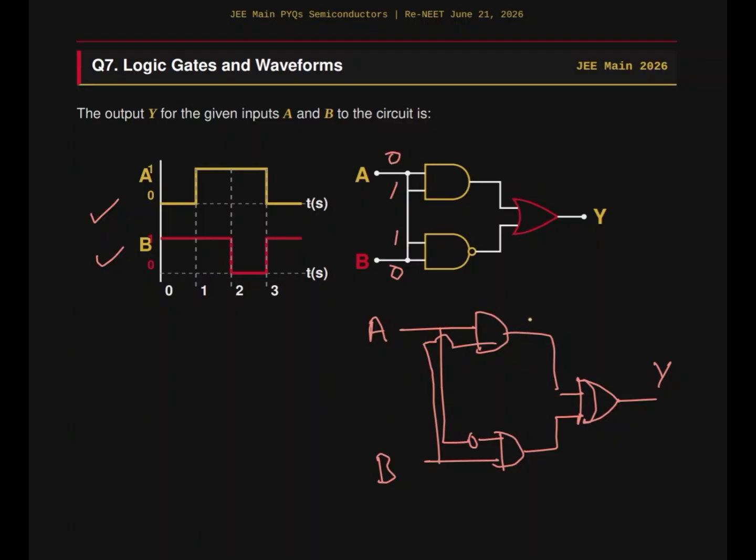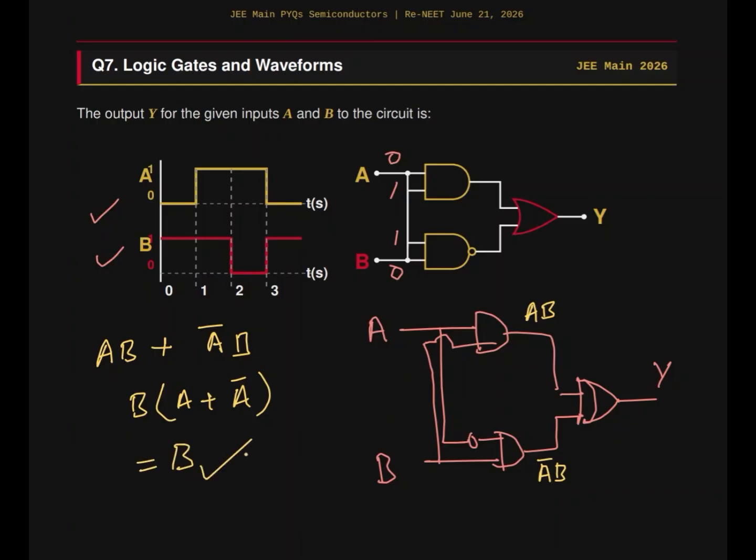We have AB here and A bar B here. We just need to add these two, right? We have AB plus A bar B. You take B common. You have A plus A bar. A plus A bar is 1, right? So we have B. Answer is B. So the waveform of Y will look exactly similar to B, right? Y will be looking like this only.